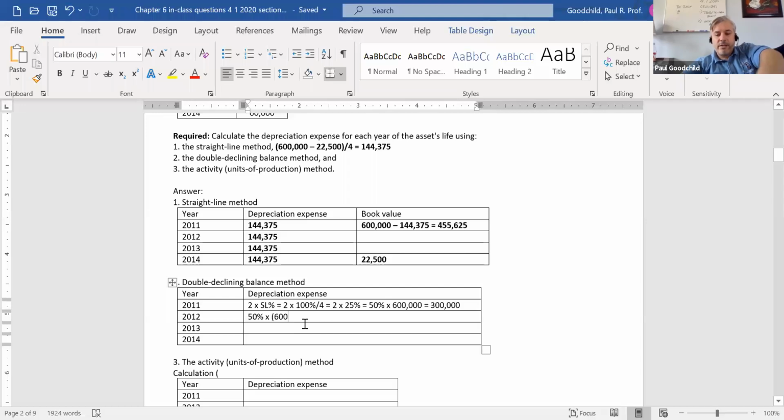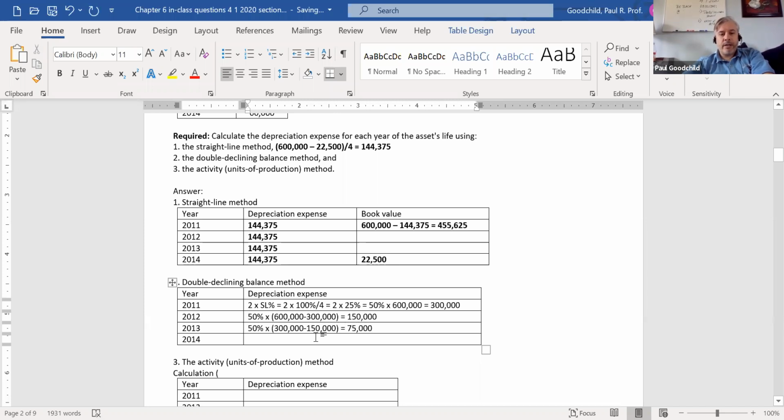All right, 600,000 minus the 300,000 to get our book value. And so we end up with 150,000 for depreciation expense for year 2. For 2013, 50% times our book value, 300,000 minus the 150,000, and that equals 75,000.